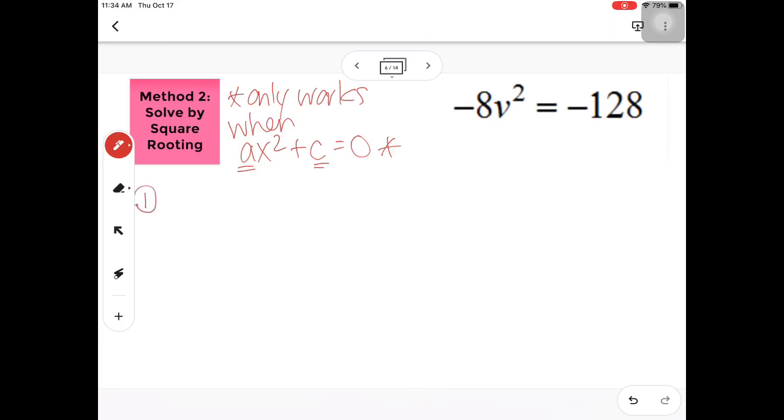When you have just these two terms, you can absolutely factor it, but you don't have to. And so I'm going to show you this method because some people prefer it. First thing you want to do is isolate your ax squared term. And really you want to isolate just the x squared. So we are going to move that 8, but I'm trying to get this v squared alone. The way I do that here is I would divide by negative 8. When you do 128 divided by 8, you get 16.